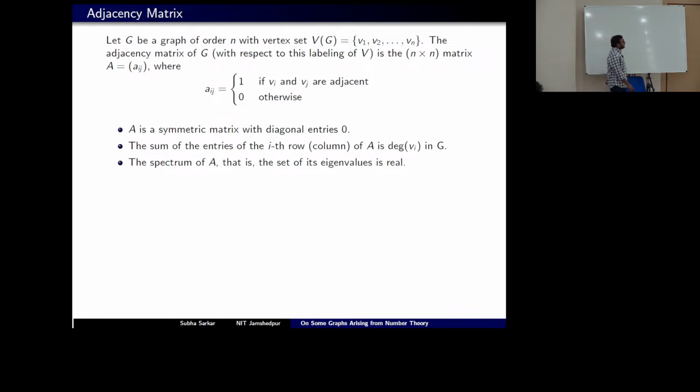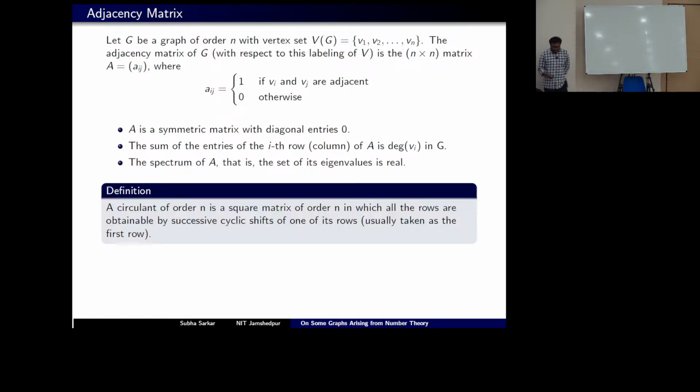Since it is a symmetric matrix, therefore all the eigenvalues must be real, and the set of all the eigenvalues we will denote as the spectrum of that matrix A. Now, the spectrum of this matrix A we sometimes call the spectrum of the graph G also. Okay. Now, there are many relations between the invariants of the graph and the characteristic equation of this matrix. So, that is why computing these eigenvalues is a very good problem in graph theory.